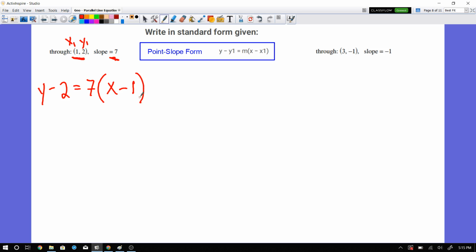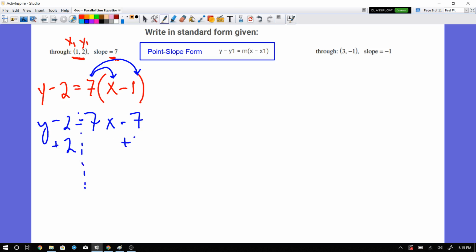So what we need to do is distribute your property first. So let's figure out, okay, so 7x, 7 times negative 1 is negative 7 minus 2y. Okay. Now let's get y by itself. Y equals 7x minus 5.